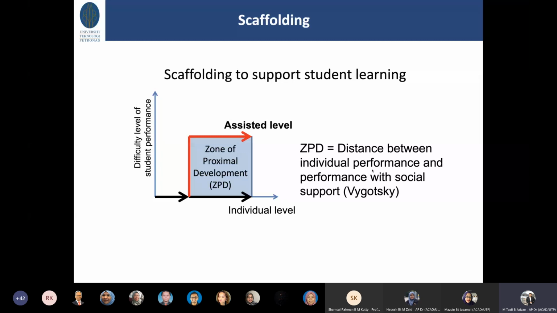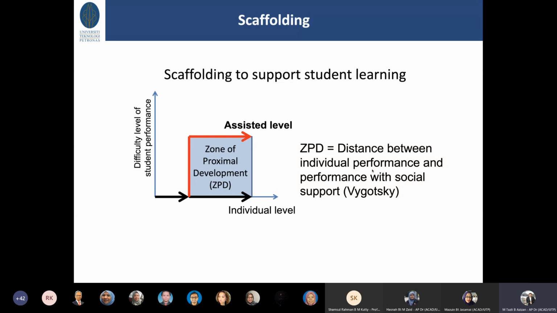Right. Another important part that we need to include in our online learning is scaffolding. Okay, scaffolding is equivalently important. We must make sure that the students have the right scaffolding. We provide some kind of temporary help. Later we move on, and we call this the assisted level.